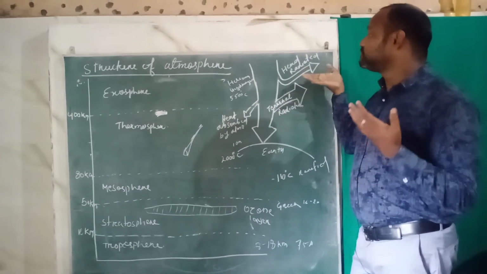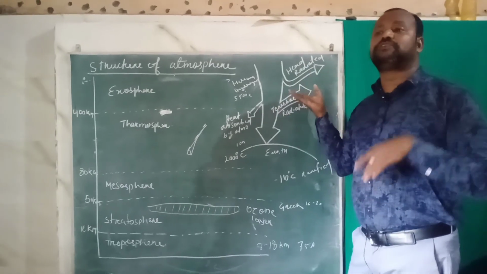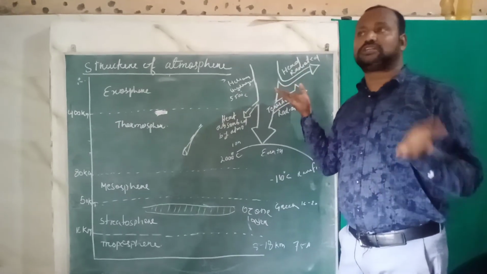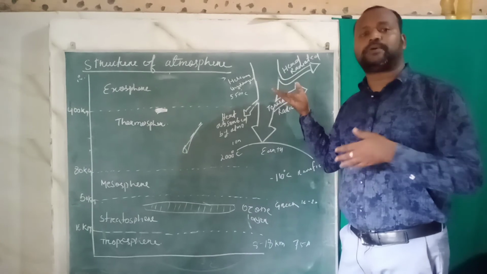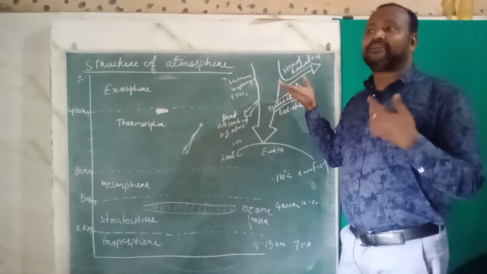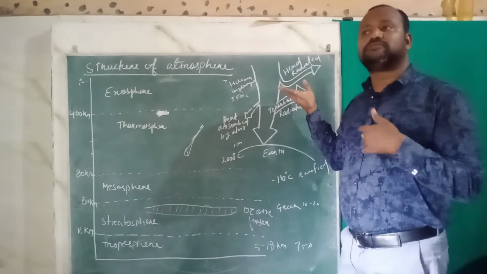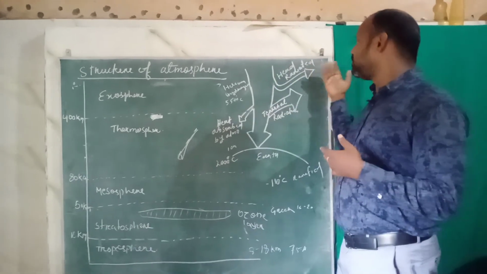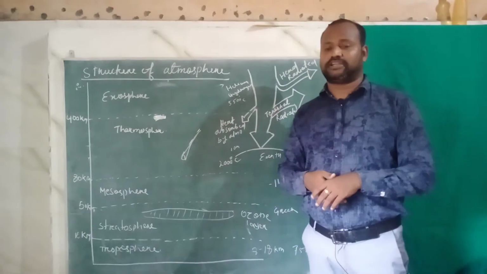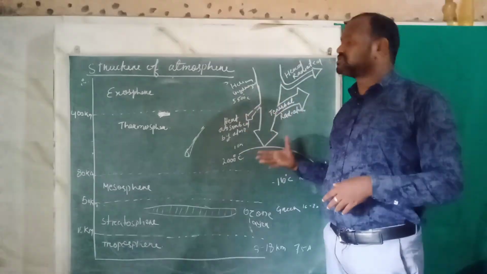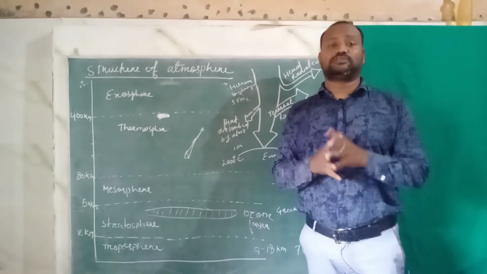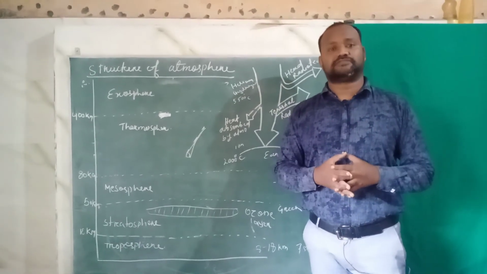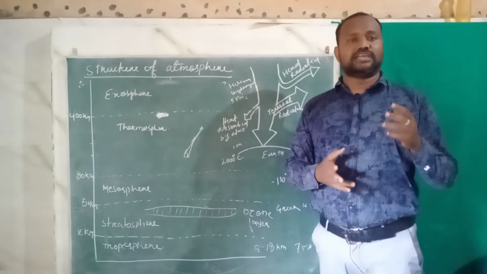The radiation of solar energy from the atmosphere, over the ozone layer, over the dust particles, over the water vapor, by these particles, if it gets radiated, that is called what? Celestial radiation. This is all about the solar radiation, and the amount of heat received by the earth's surface from the sun is known as insolation.